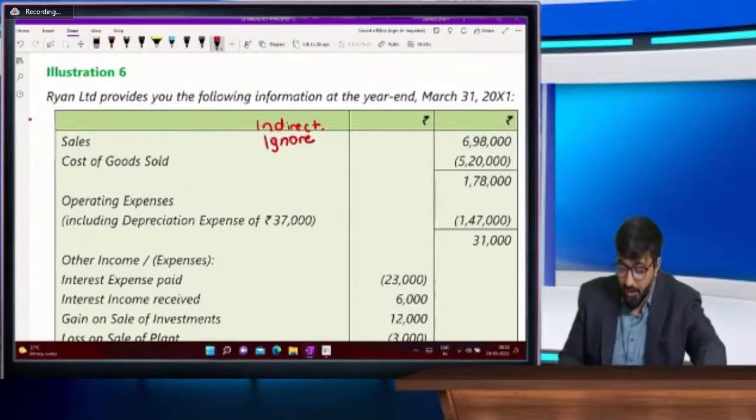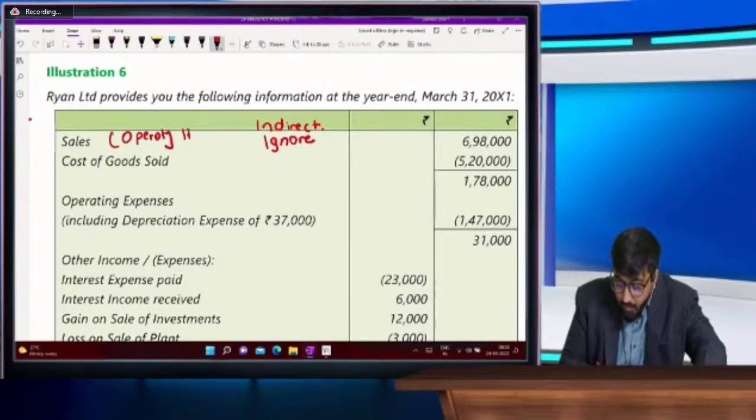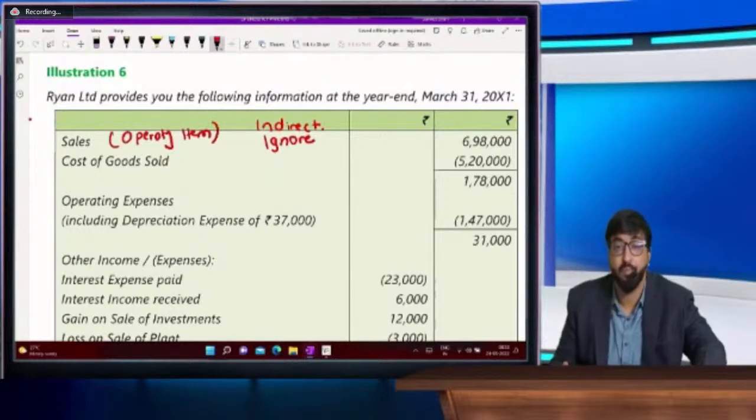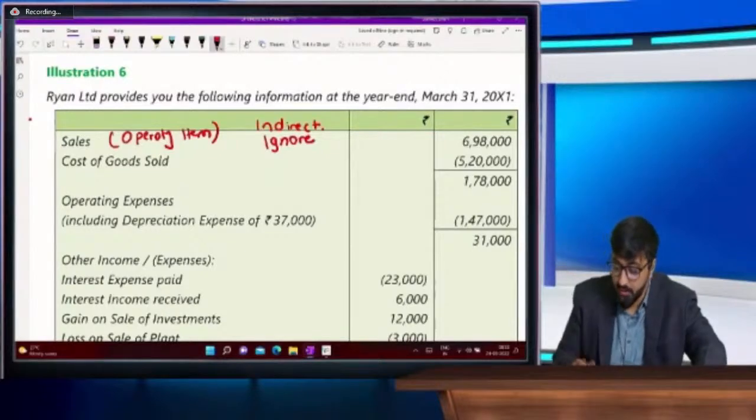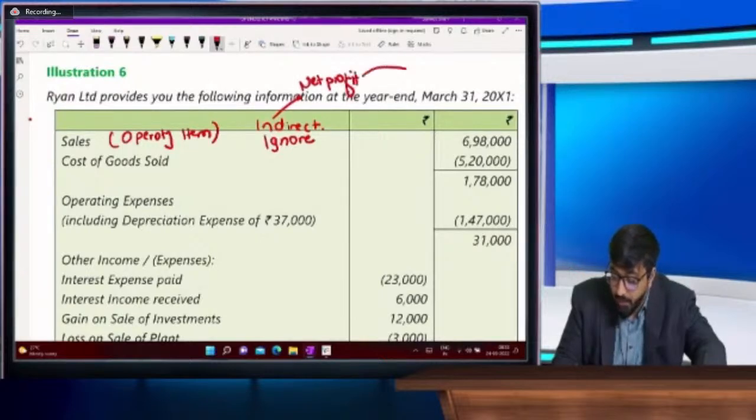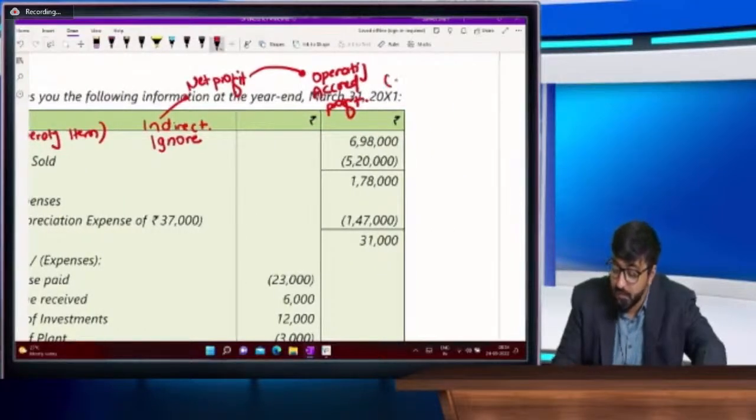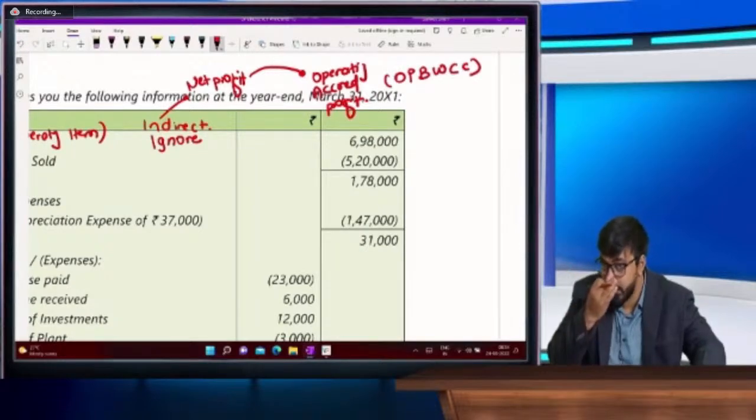Ignore. Why ignore? Because this is operating item. Operating item. We want this item in net profit. So what is our target of indirect method? Yes, you can write over there. From net profit, we are going to calculate operating accrued profit first. Operating profit, accrued profit is, in cash flow language, operating profit before working capital changes.